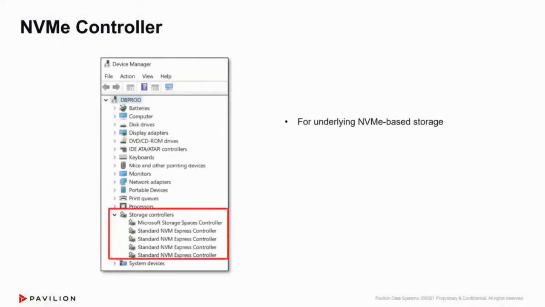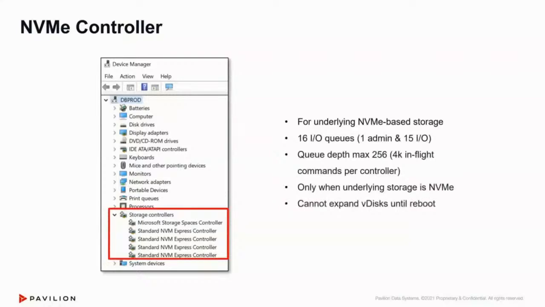More recently on VMware, they came up with the non-volatile memory express controller, NVMe. So instead of one queue with a queue depth of 32 or 64, you now have 16 queues, 15 of them you can use. The maximum queue depth is 256, but you get an additional 4,000 pending commands per controller. If you're on NVMe underlying storage and you have a fast enough interconnect to actually take advantage of this, I would tell you to explore these.